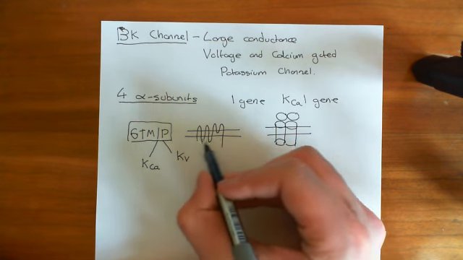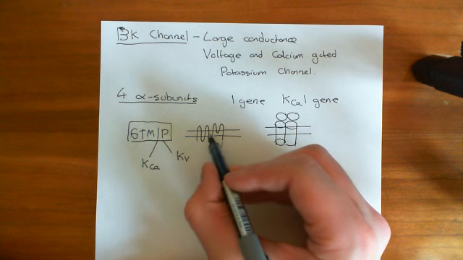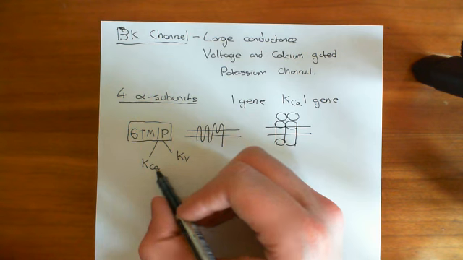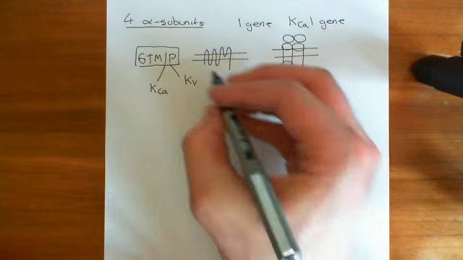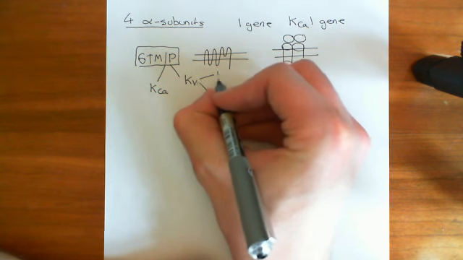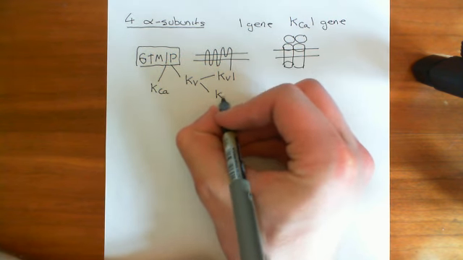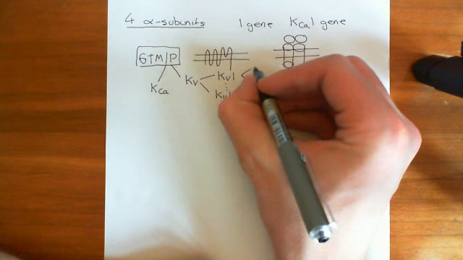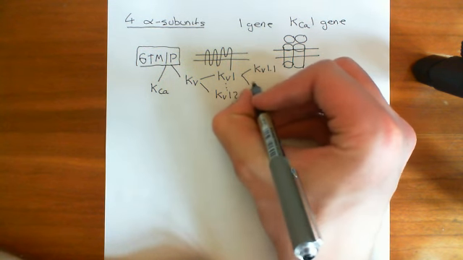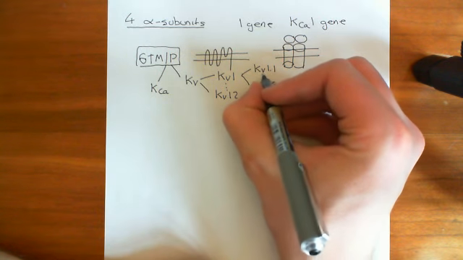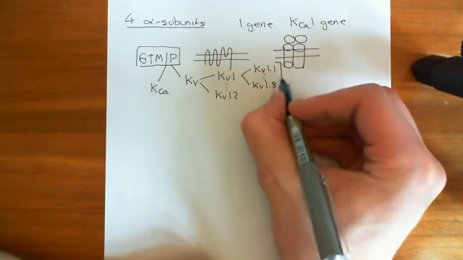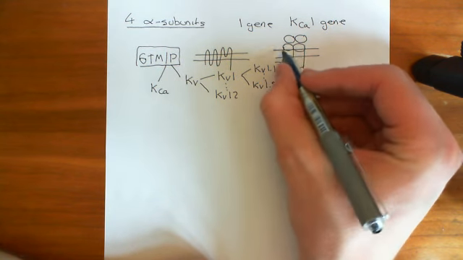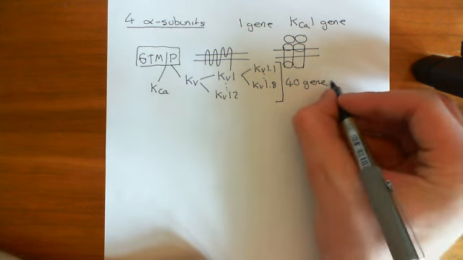There are absolutely loads of genes for polypeptides that look like this. Some of them will make voltage-gated potassium channels, and some of them will make KCAs, calcium-gated potassium channels. We know that the voltage-gated potassium channels are subdivided further into KV1 all the way down to KV12, and within each of those subclasses there are loads of genes. For instance, KV1 has KV1.1 all the way down to KV1.8. In total I think there are 40 known genes which code for alpha subunits which aggregate together to make voltage-gated potassium channels.